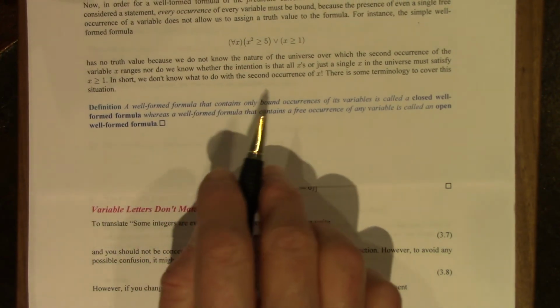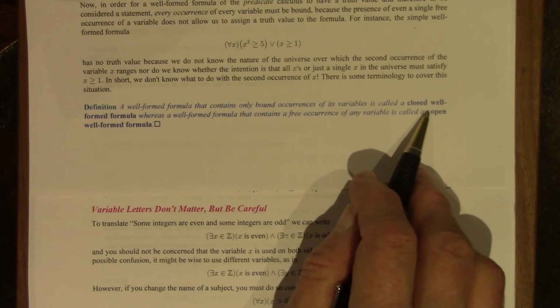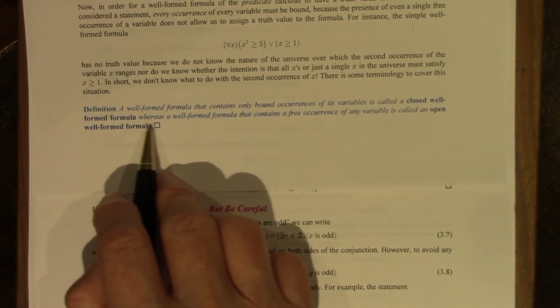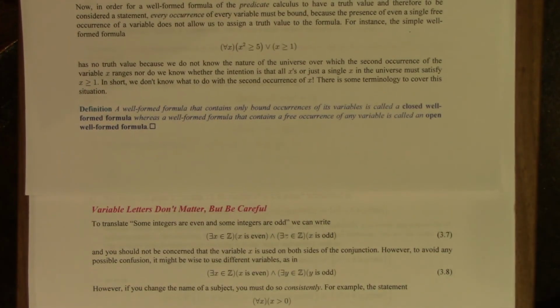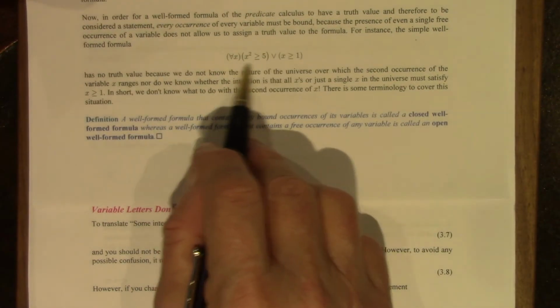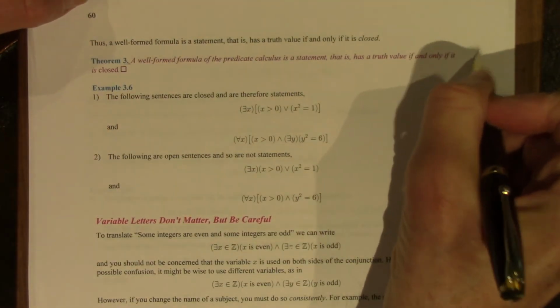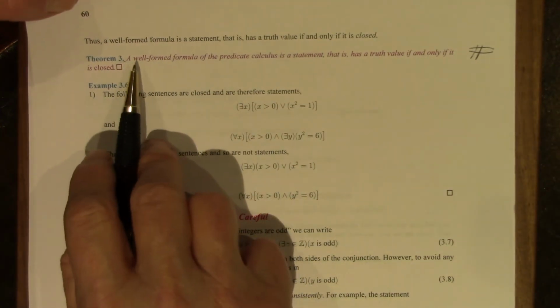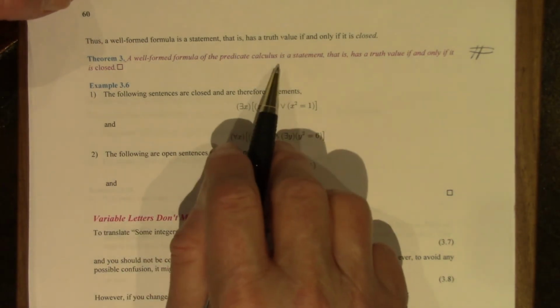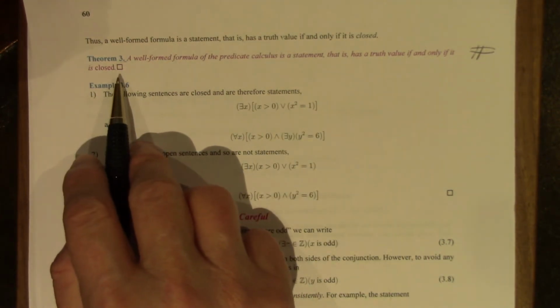The terminology that covers this is the following. A well-formed formula that contains only bound occurrences of its variables, and therefore will have a truth value, is called a closed well-formed formula. Whereas a well-formed formula that contains a free occurrence, any free occurrence of any variable, is an open well-formed formula. So this formula is open. And it is a theorem that a well-formed formula of the predicate calculus is a statement, that is, it has a truth value, if and only if it is closed.